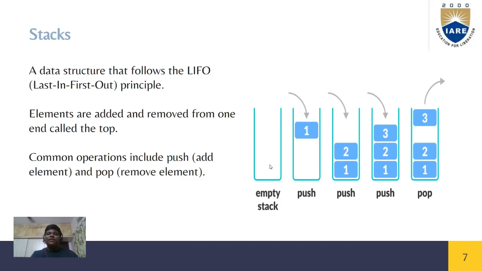As we can see in the diagram, here is an empty stack at the initial moment, and once we push one, it goes to the bottom, and if we push two, it goes on top of one. If we push three, it goes on top of one and two. And if you want to remove an element, three is always the first element to be removed, and this can be done using the method called pop. And if you want to push elements again and again into the stack, use the method called push.